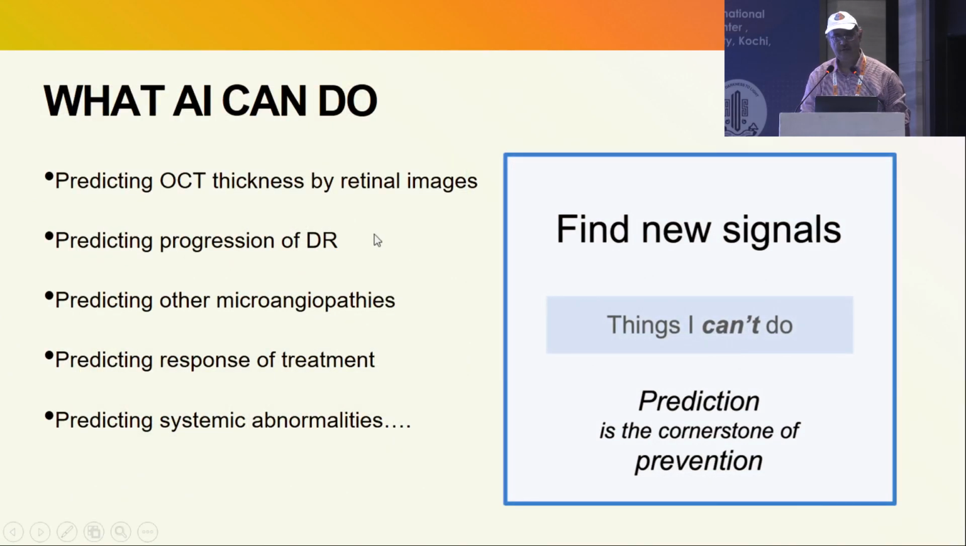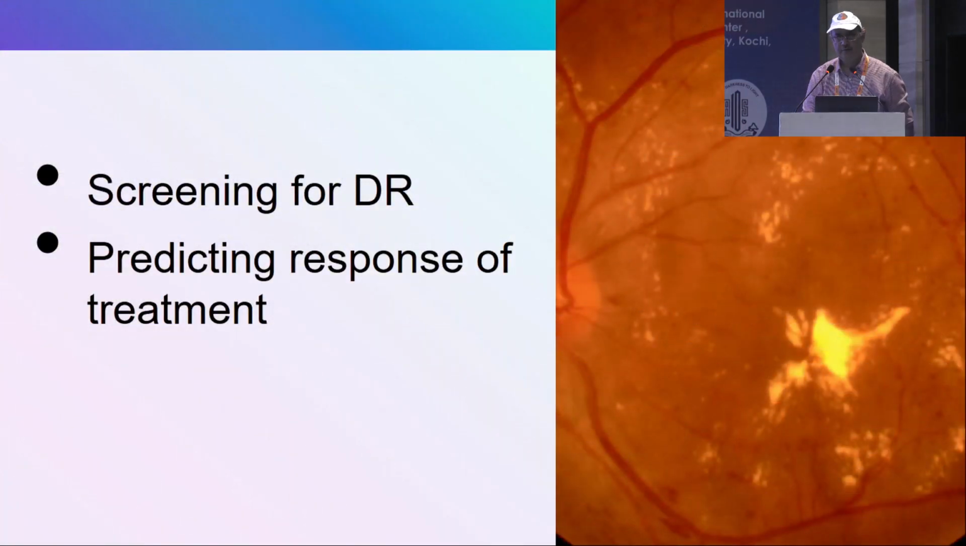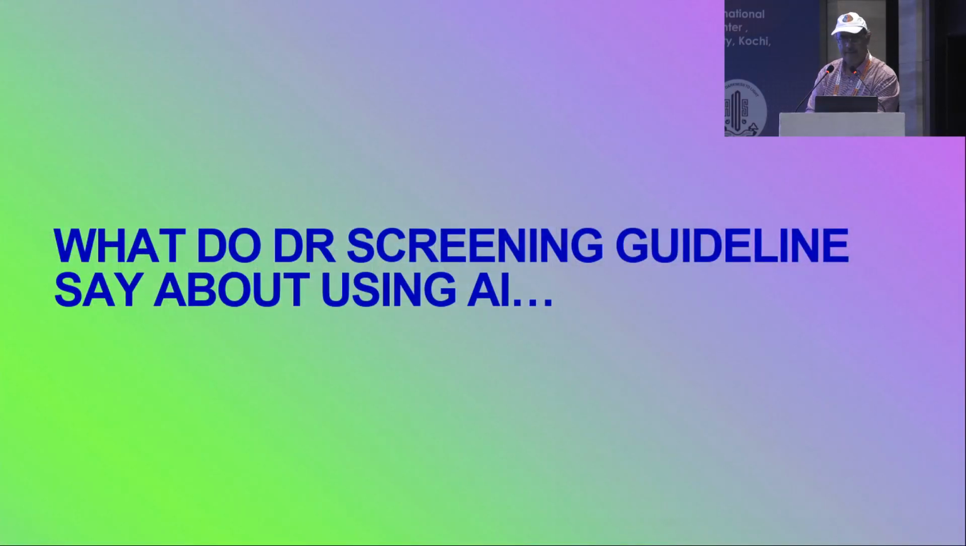But the thing which is new, which has come out, is predicting the disease progression. Also, response to the treatment can be predicted. And that is what he has worked on. So, as of now, according to him, it is a screening tool and also helps in prediction of response to the treatment. So what are the screening guidelines using AI, and how good are the algorithms?